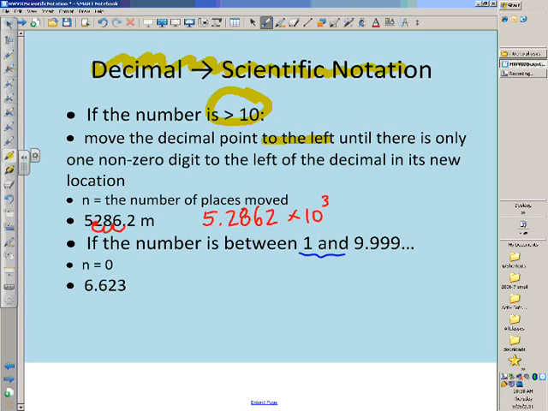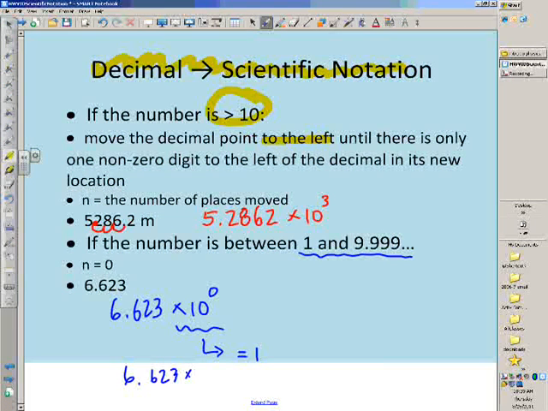If the number is between 1 and 9.99999, remember I said that's what the coefficient in our scientific notation has to be. So if we take a look at this number right here, 6.623, there's no need to move the decimal place to get it so that only one non-zero digit is to the left of the decimal. It already is. So 6.623 times 10, but how many places do we have to move it? We didn't have to move it any places, so that exponent becomes 0. Hopefully you remember from math class that any number taken to the 0 power just equals 1, right? So we end up with 6.623 times 1, which is just 6.623.